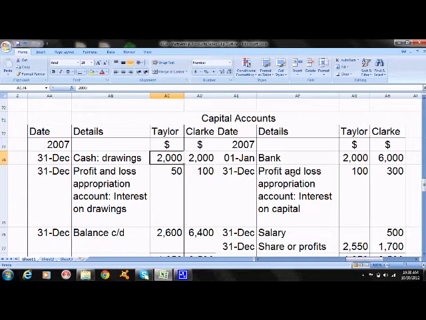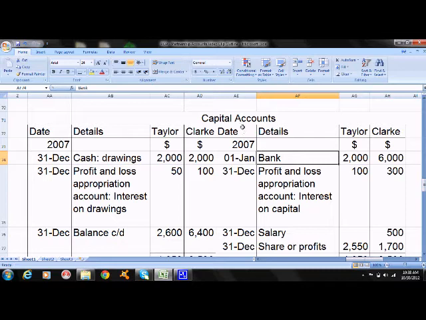Alright, so first thing you do, remember that this side is the what? Debit side. This side is the credit side. Alright, so first thing you do is you write the date, details, Taylor, Clark. Know that date, details, and then you have Taylor and Clark. This side is what? Credit side, and this side is what? Debit side.